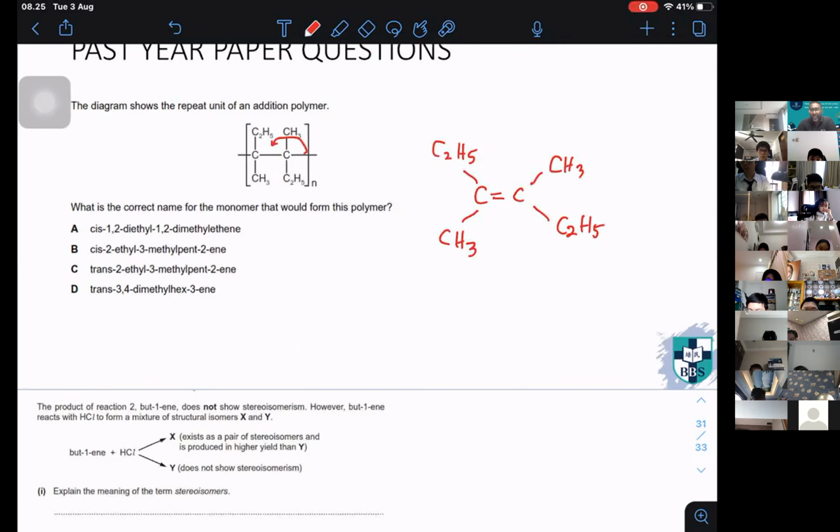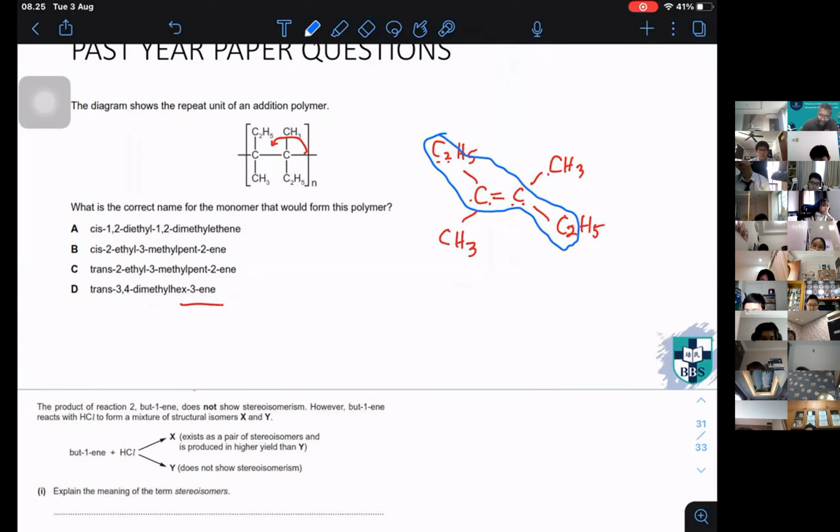And then if you are looking into naming, please always name according to the longest carbon chain. If you name according to this one, 1, 2, 3, 4, this is only 4 carbons, butene. So if you name here 1, 2, 3, 4, 5, 6, it's supposed to be hex. If you just follow that, automatically that is going to be the answer. But if you really want to name it, this is going to be the longest carbon chain.